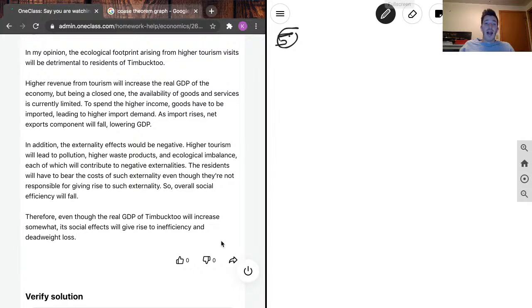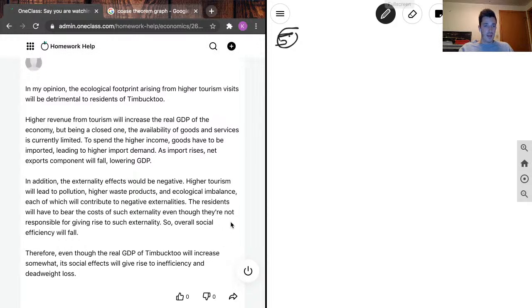In addition, the externality effects will be negative. Higher tourism will lead to pollution, higher waste products, and ecological imbalance, each of which will contribute to negative externalities. The residents will have to bear the costs of such externality, even though they're not responsible for giving rise to it. So, overall, social efficiency will fall. Therefore, even though the real GDP of Timbuktu will increase somewhat, social effects will give rise to inefficiency and deadweight loss. I think that's a very good answer from our junior tutor.